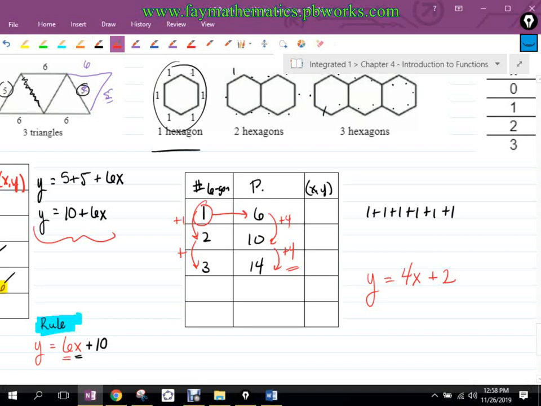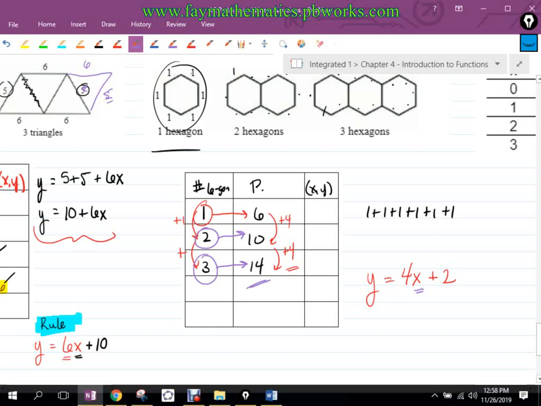Now I want to make sure when I'm finished with that, I come down to 2 and plug 2 in right there. What's 4 times 2? 8. If I add 2 to it, does it get me to 10? Yeah. And then do the same thing with 3. What's 4 times 3? 12. Add 2 to it, what do I get? 14. Does that kind of make sense on how to do that?